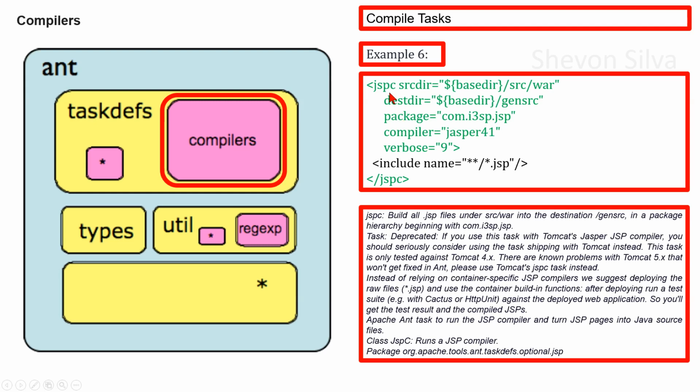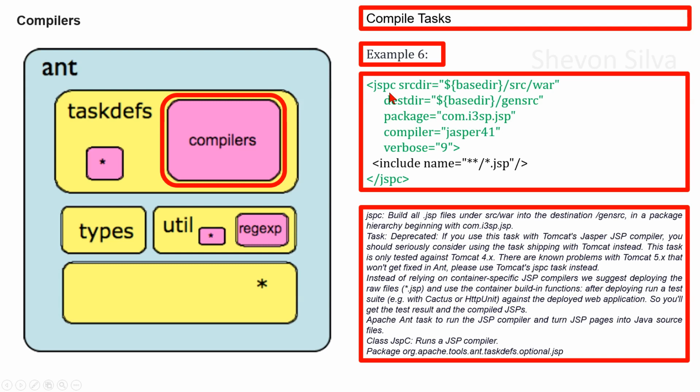If you use this task with Tomcat's Jasper JSP compiler, you should seriously consider using the task shipping with Tomcat instead. This task is only tested against Tomcat 4.x. There are known problems with Tomcat 5.x that won't get fixed in Ant. Please use Tomcat's JSPC task instead.